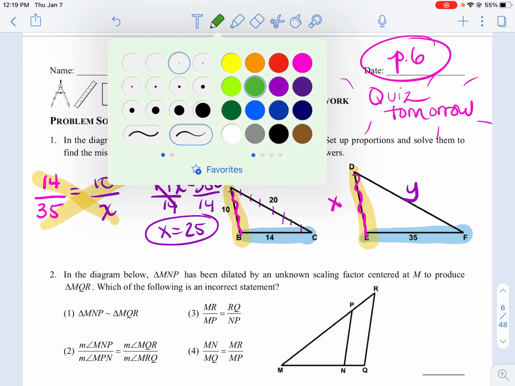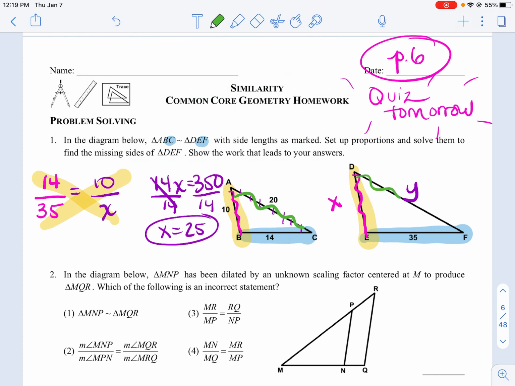Okay, and then we're going to do this side here, 20 and y. So 14 over 35, again, the smaller.